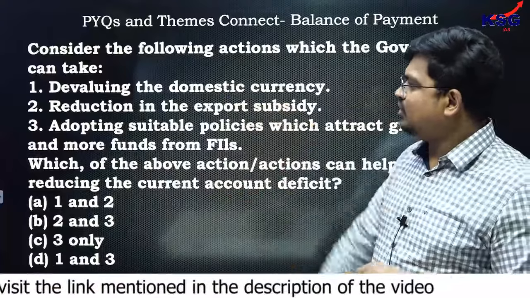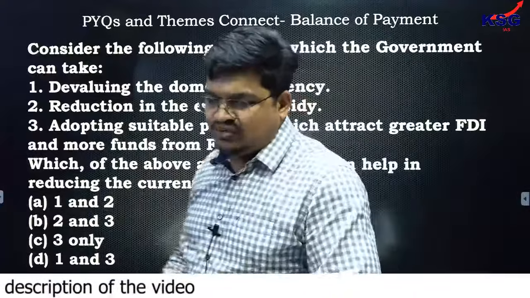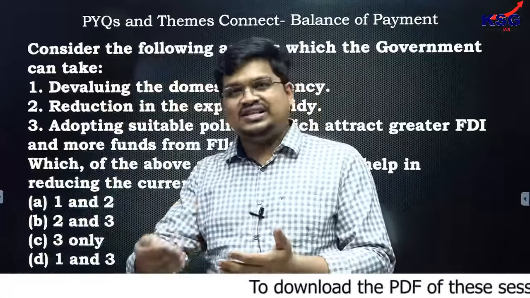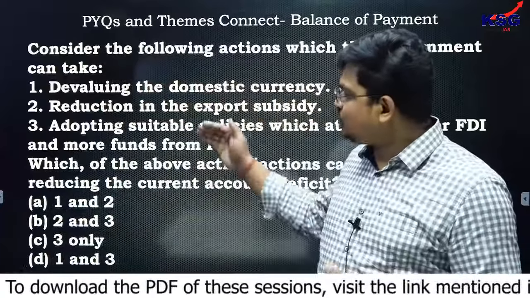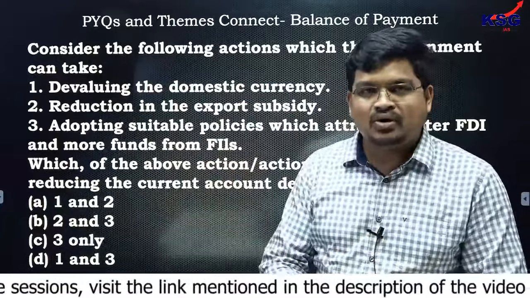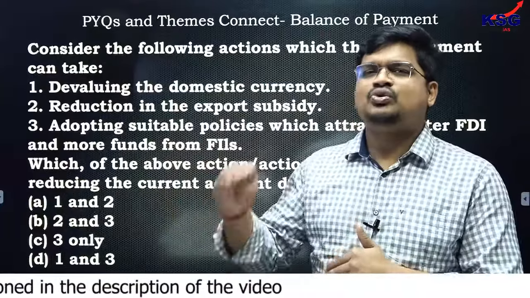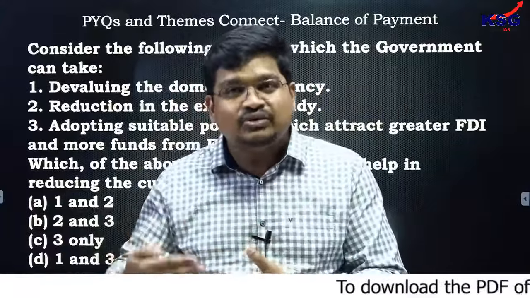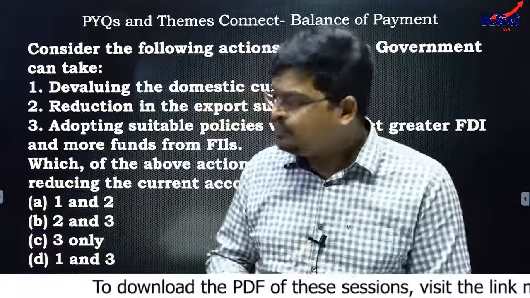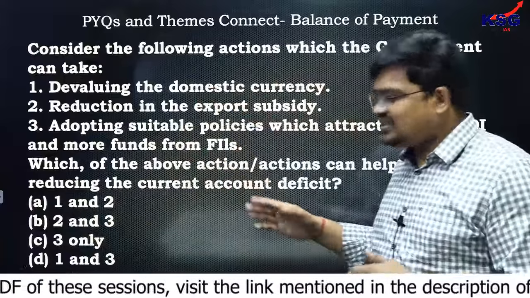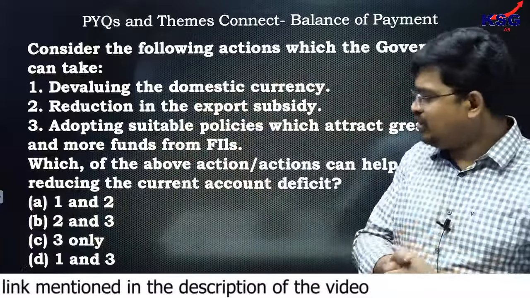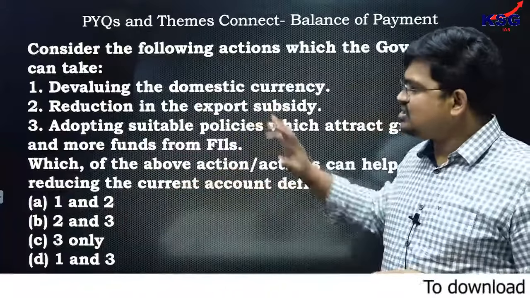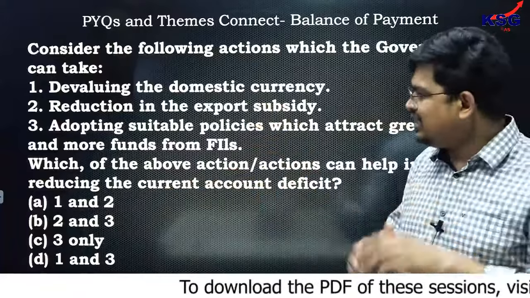Coming to the second one, reduction in the export subsidy. What is the subsidy? That means the government is subsidizing or facilitating to improve the export. Suppose the government reduces the subsidy amount on export, obviously export will come down. So your earning in terms of foreign exchange will come down, and then you cannot improve this current account deficit. So the second is a wrong statement.